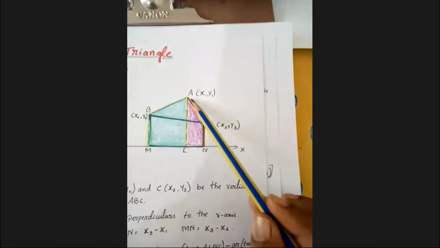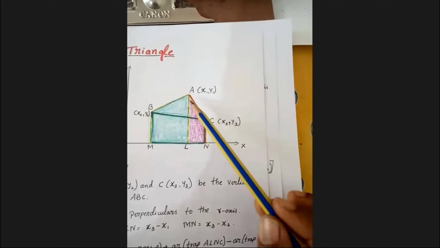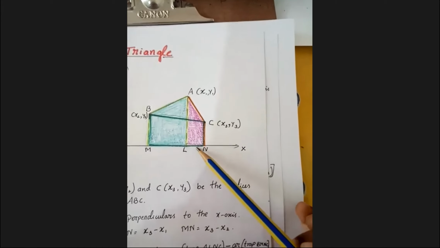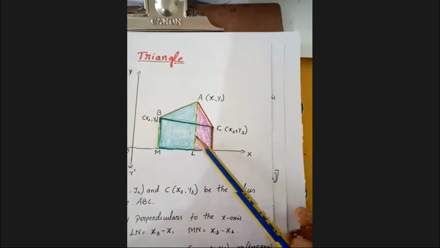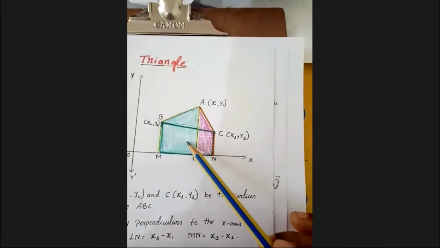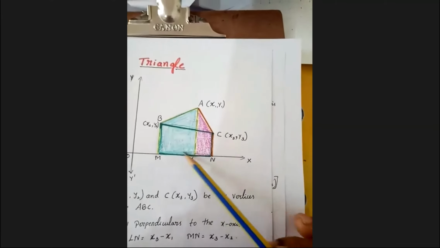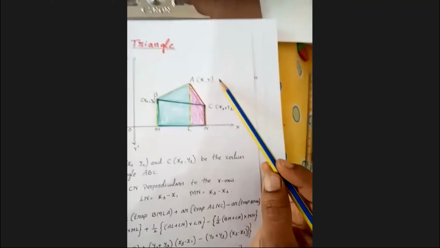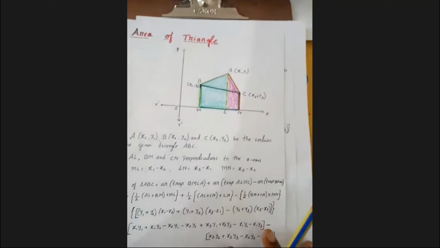Next, I'll take this trapezium. The parallel sides are AL and CN, and the height is LN. Am I clear, children? I'll find the area of both. If I subtract the area of this trapezium, this area ABC will remain. Here I am going to prove a formula, the derivation of the area of a triangle.